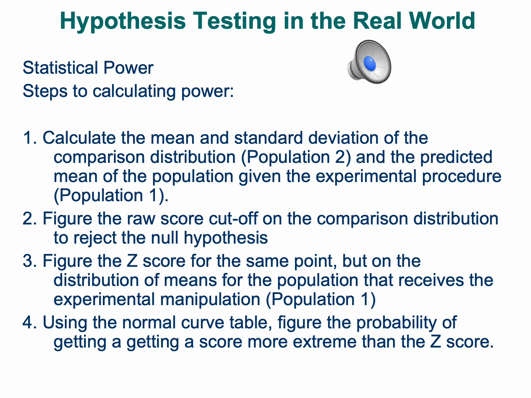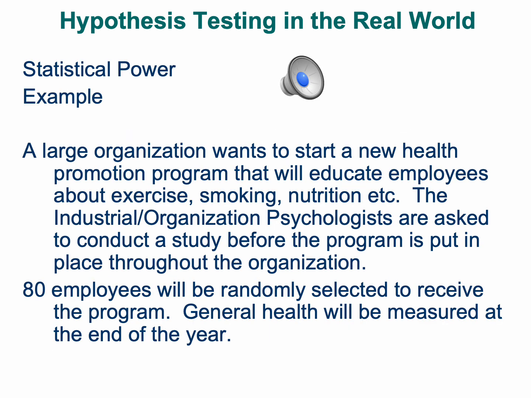It's relatively simple to do if you have the z-table. It's virtually impossible to do by hand, just by calculation. You need to be able to figure out areas under the curve, and all that's been done for you and put into a table. Here's an example of calculating power.